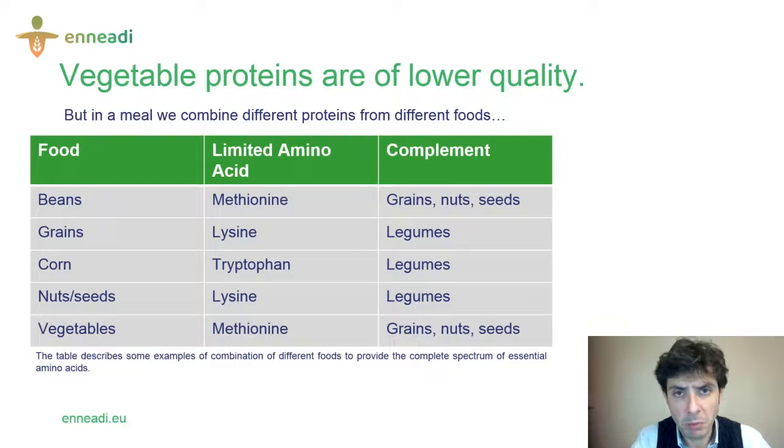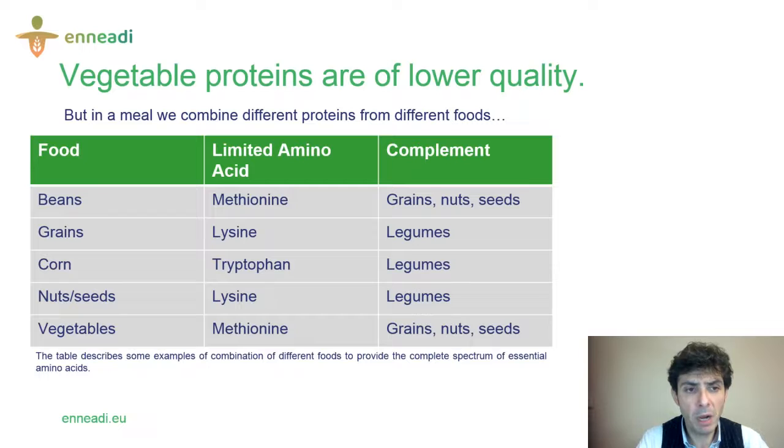However, it is possible to combine proteins coming from different plant sources to obtain a perfect amino acid profile in our meal. This table represents a list of foods, plant-based foods like beans, grains, corn, nuts, and vegetables in general, with the essential amino acids that are lacking in each one of them. For example, beans and grains. Beans are lacking the amino acid methionine. Grains, well, they lack the amino acid lysine.